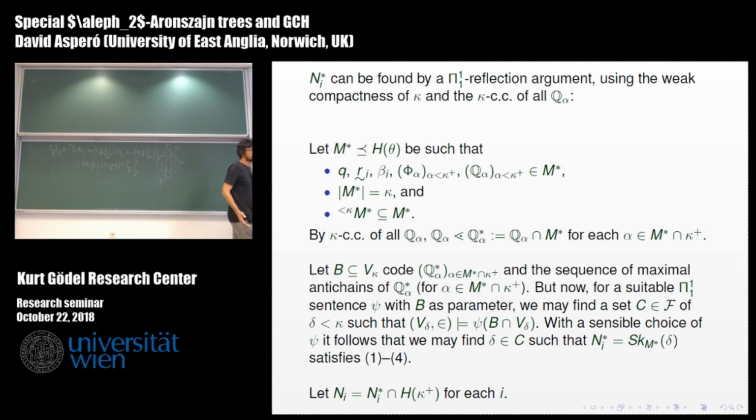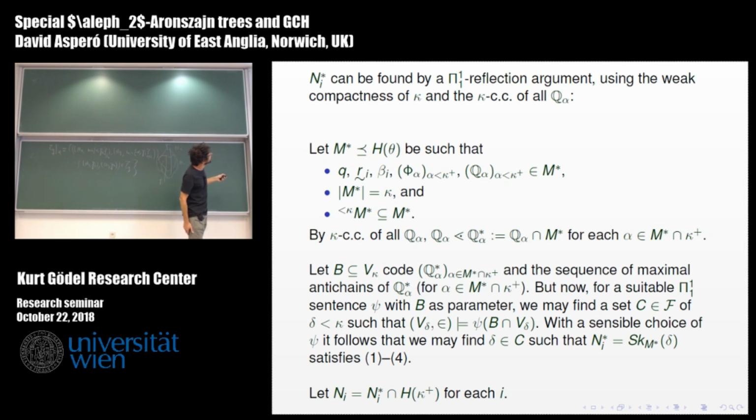You said it backwards. Yeah, that's a typo, sorry about that. That's a small forcing, simply because all maximal anti-chains have size less than kappa. So I just need to work with this suborder, Q alpha star, which has size kappa.